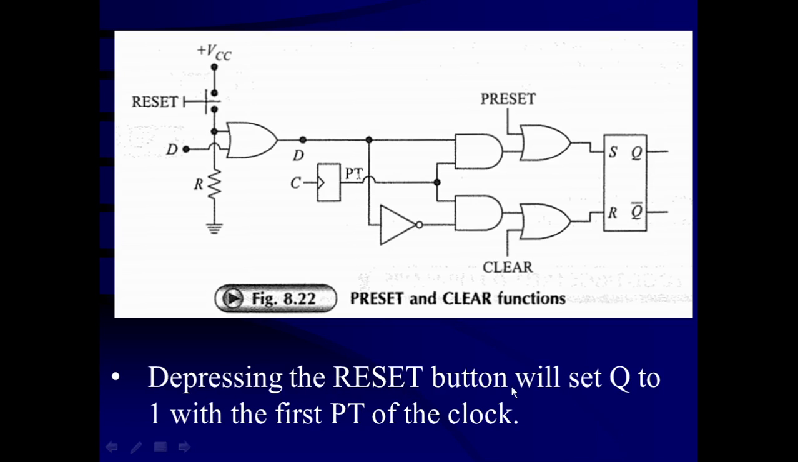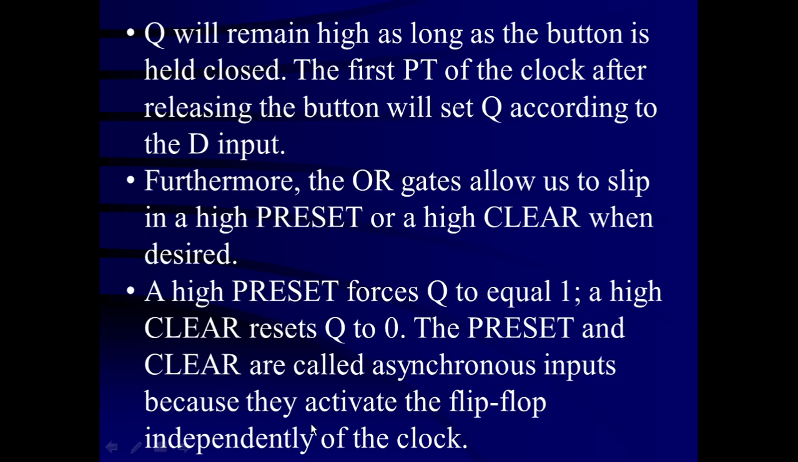Depressing the reset button will set Q2 equal to 1 with the first positive transition of the clock pulse. Q will remain high as long as the button is held closed. The first positive transition of the clock after releasing the button will set Q according to the D input. Furthermore, the OR gate allows us to slip in a high preset or a high clear when desired.